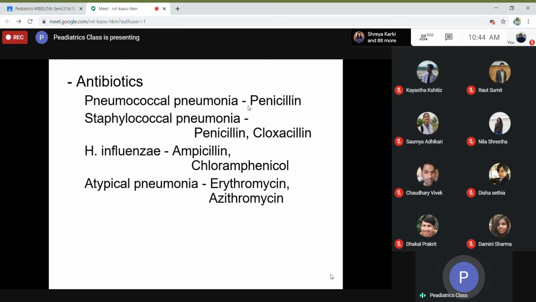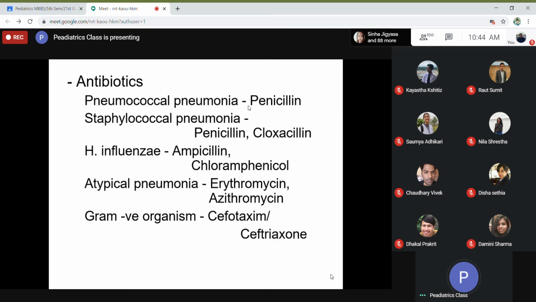For atypical pneumonia, erythromycin around 40 mg per kg per day in 4 divided doses for 7 to 10 days. Azithromycin 10 mg per kg per day for 5 days, or 10 mg per kg on day 1, followed by 5 mg per kg for 4 days. For gram-negative organisms: cefotaxime, ceftriaxone, amikacin, gentamicin. The cefotaxime dose is 150 mg per kg per day in 3 divided doses for 7 to 10 days. Ceftriaxone is 75 mg per kg per day in 2 divided doses.